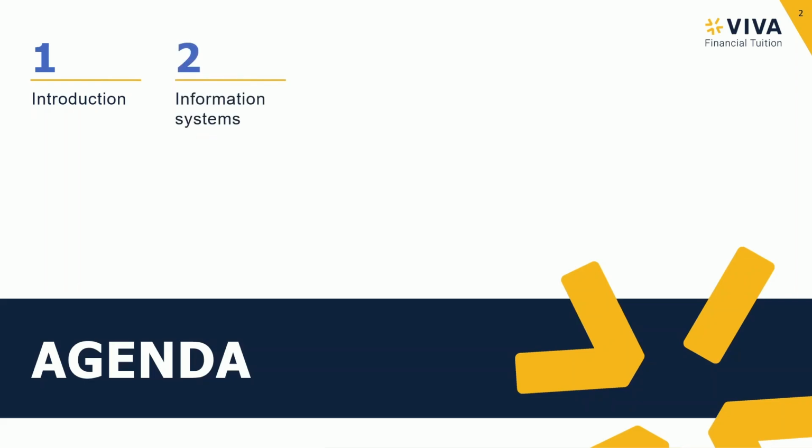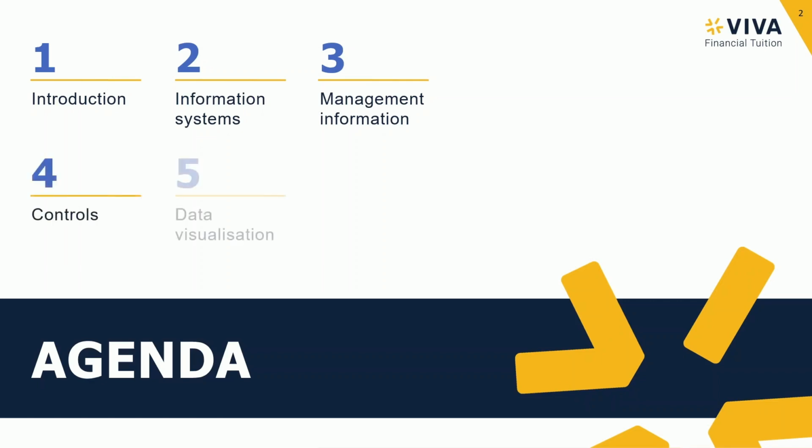We'll then look at the information systems that are used by management to collect data about our organisations. We'll then think about how we can use that information by management to make key decisions. We'll then think about the controls around those systems and that information. And finally then, we'll think about how we can take that data and that information and make it much more visual and user-friendly for the users of the information.